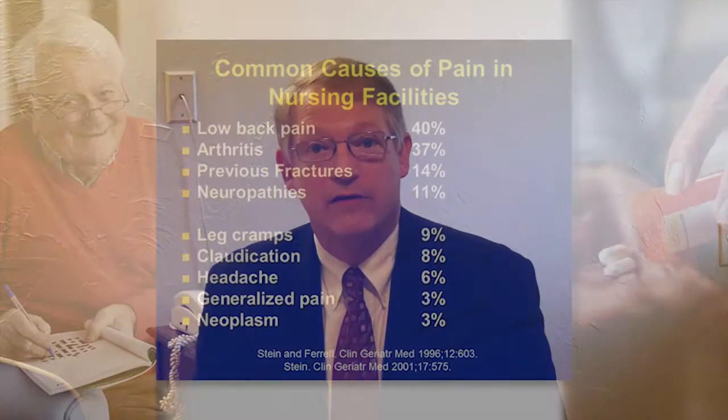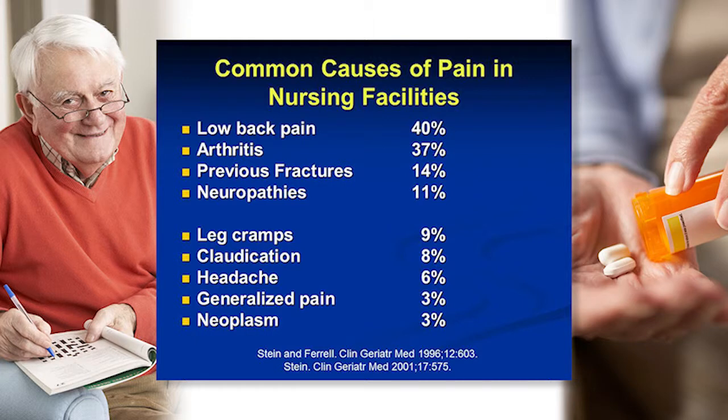One of the biggest things that we look at as we're trying to identify pain is recognize the many different causes of pain. Some of the most common causes of pain include low back pain and arthritis, which individuals have throughout their life. It might be the result of a previous fracture or some other injury. Or it might be due to some of the secondary pains that are caused, for example, the neuropathies that are seen with diabetes and other neurologic disorders.